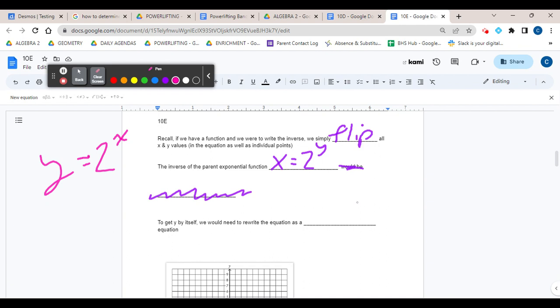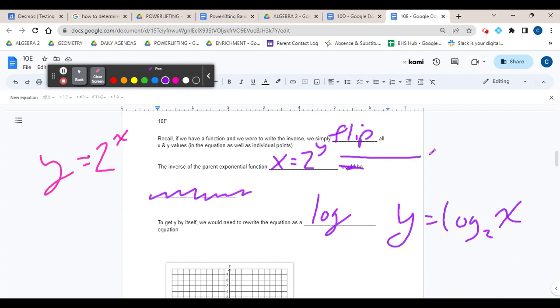Now, in order to get the y by itself, we rewrite this as a logarithmic equation. Again, we write a logarithmic equation when the variable that we're looking for is the exponent. And writing that is going to be y equals log base 2 of x. All right. So x being equal to 2 to the y says the same thing as y equals log base 2 of x.